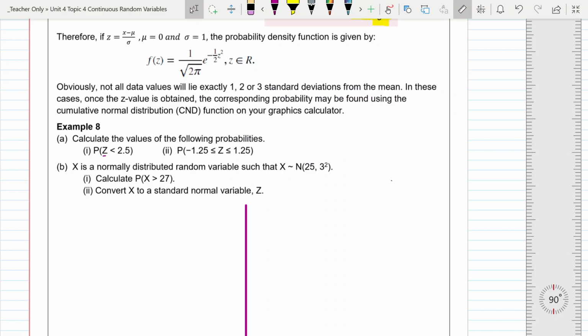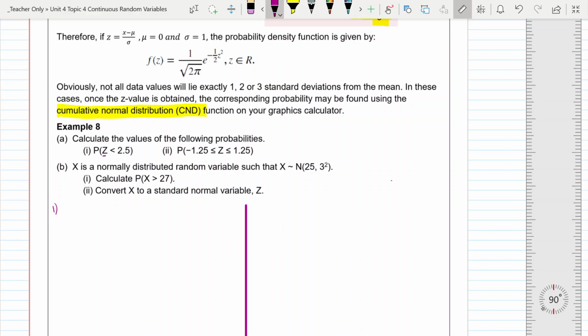So once you've got your z value, we're going to use a new function in our calculator. And for that, we're going to use the cumulative normal distribution function. So before we worked with binomial distributions, now we're working with normal distributions. So let's have a look at how we're going to do that.